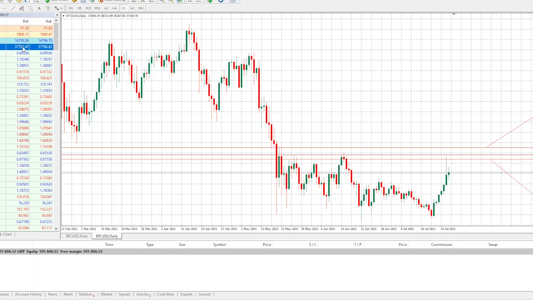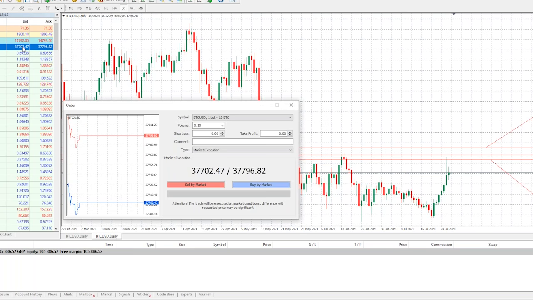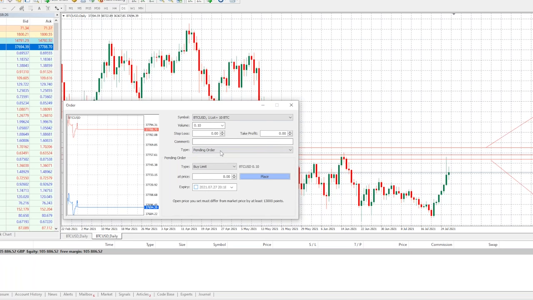So let's say it approaches 40,000 again, or 41,000, where we really see the major resistance level. You could say pending order, sell limit: if Bitcoin reaches, say, 40,800, you sell with your stop loss at, let's go 1,000 up, 41,800, and you take profit back down, let's say 35,000.